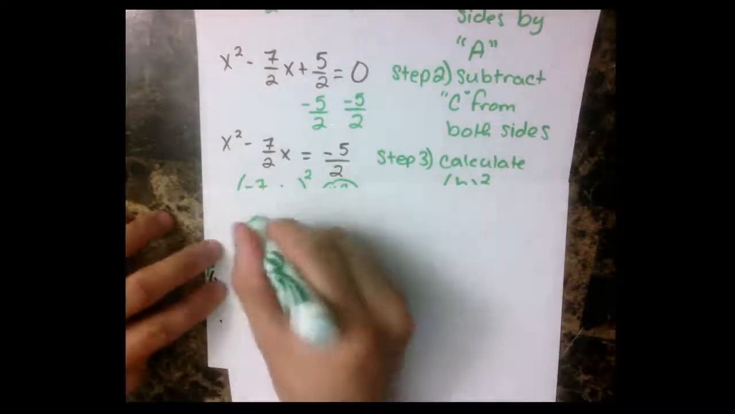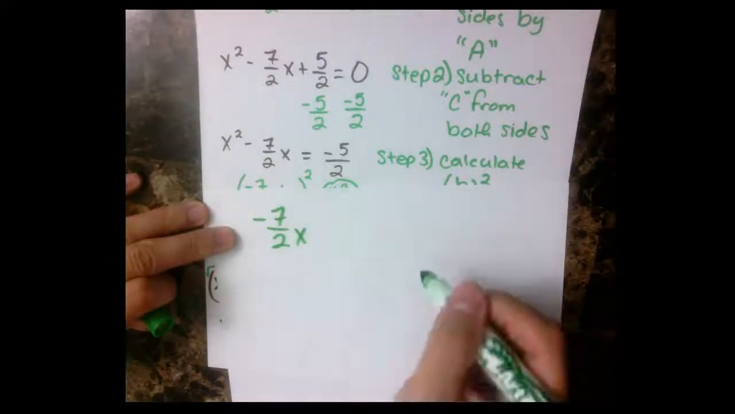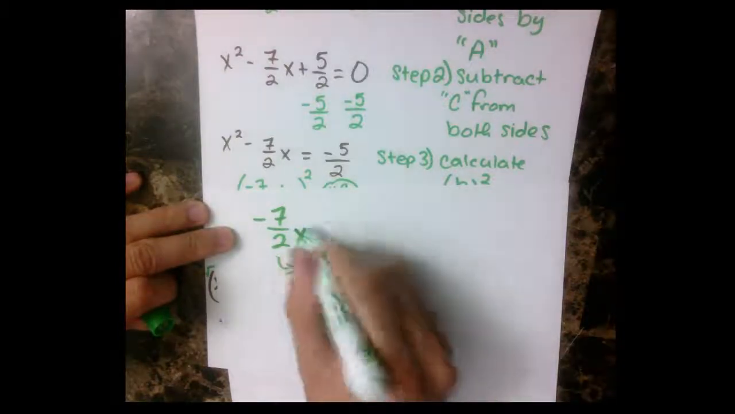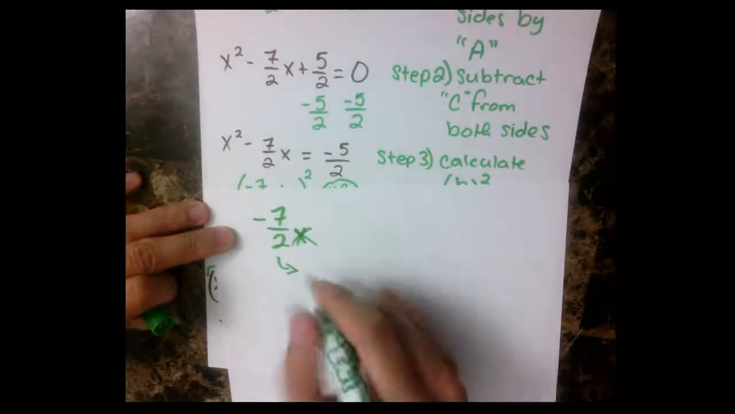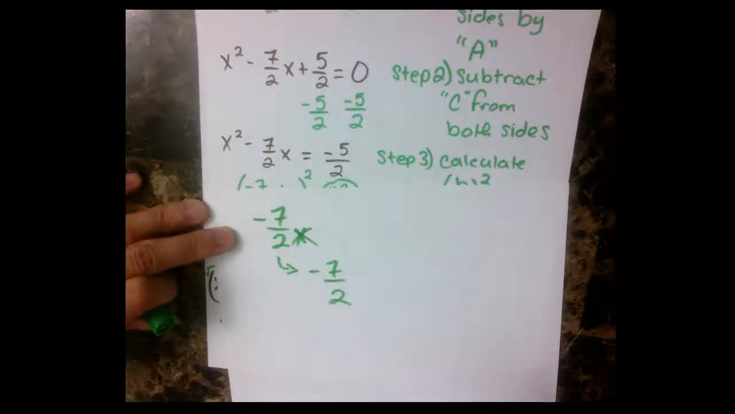Sorry, I had a pen cap in my mouth, but let's go ahead and fix that. So negative 7 halves. Remember, we're just taking the b term. We only want the b term. We don't need this x here. Xing out an x with another x doesn't really make any sense, but that's okay. Negative 7 halves.